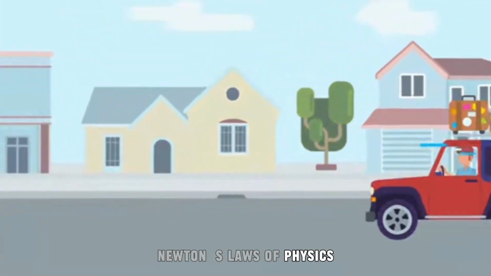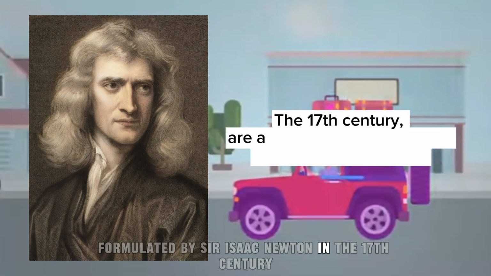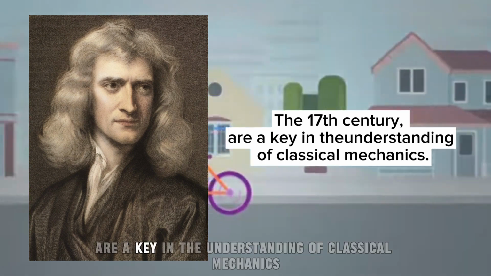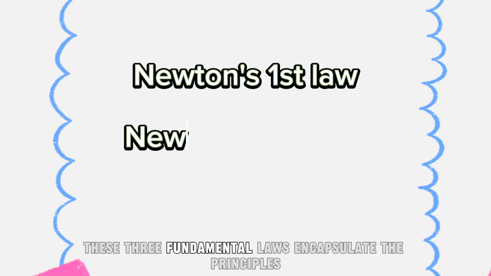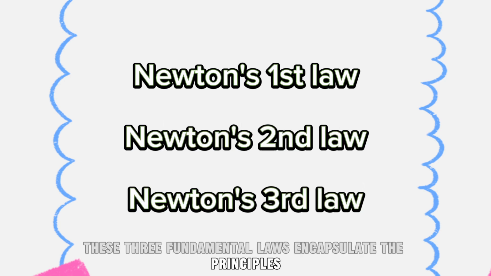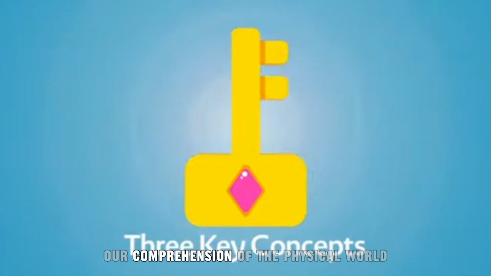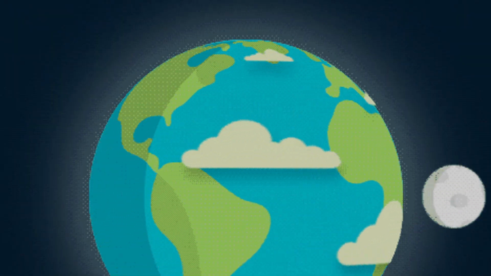Newton's laws of physics, formulated by Sir Isaac Newton in the 17th century, are key to understanding classical mechanics. These three fundamental laws encapsulate the principles governing the motion of objects, offering a framework that has shaped our comprehension of the physical world.